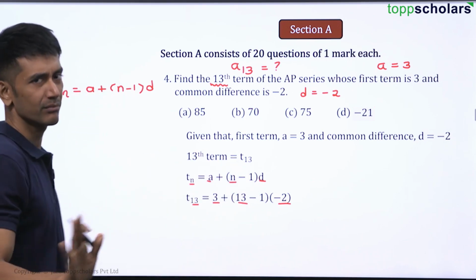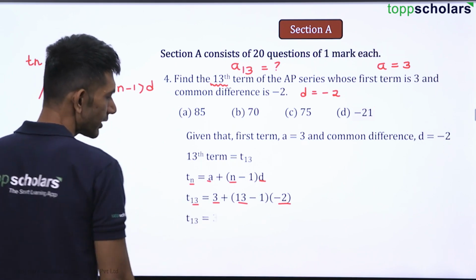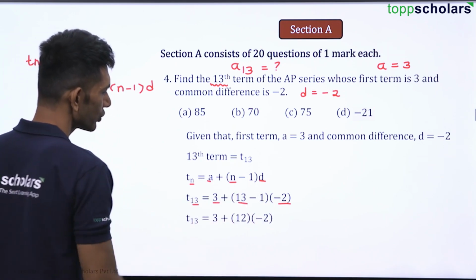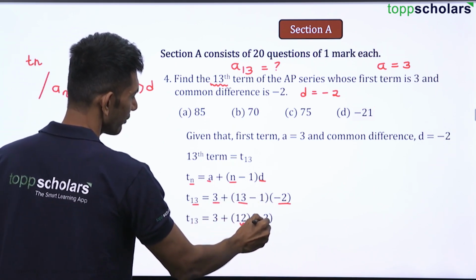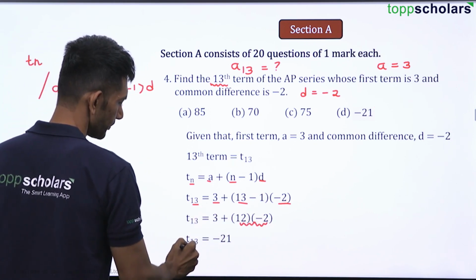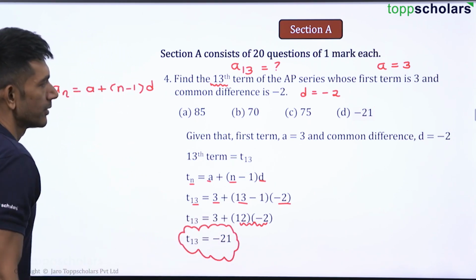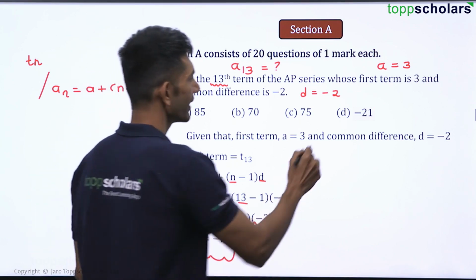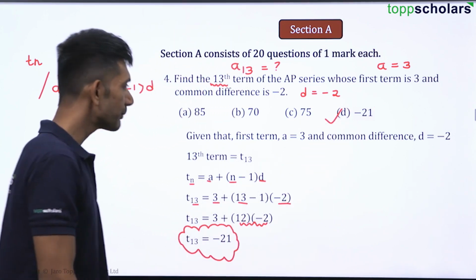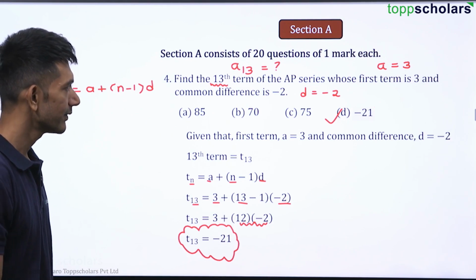Put the values, straightforward normal substitution. So this becomes 3 plus 12 into minus 2. 12 into minus 2 is minus 24. You get 3 minus 24 and that is minus 21. Correct? So minus 21 is the right answer. I hope this is clear. So you can say that option D is the correct option, which is minus 21 here. I hope this is clear, easy.